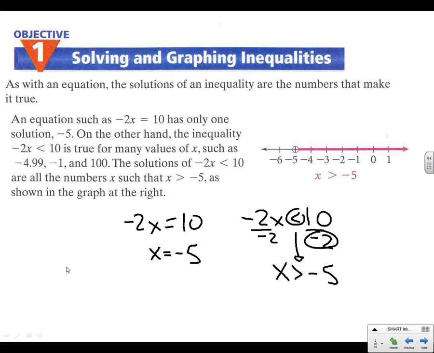Let's take a look at this number line up here. Notice right here the open circle on negative 5. That's just the greater than. If I switch this up to be greater than or equal to, we're going to fill that circle in. Okay?